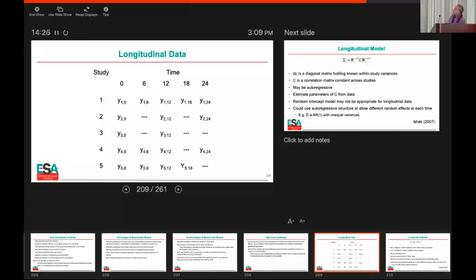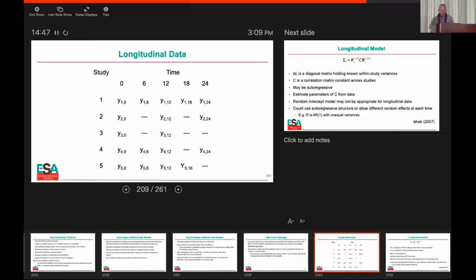You might find that you have 5 studies that report data at 5 different times, but not every study reports all the data at each time. So the first study reports the average effects at 5 different times. The second study only does it every year. The third study only does it for the first year, and so forth. And so you have these missing values, and how do you deal with them?